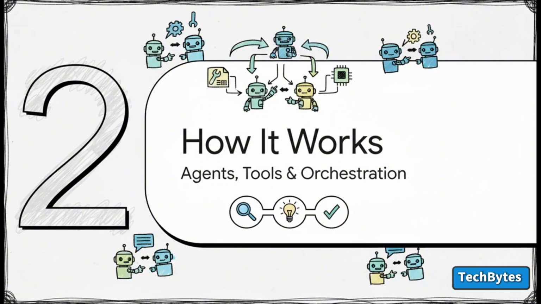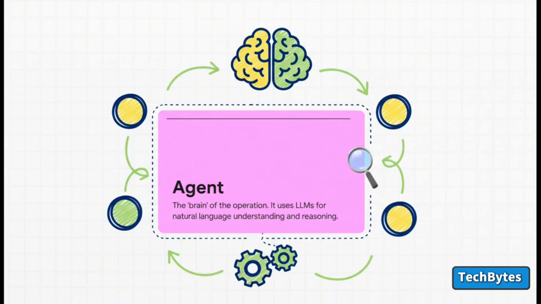All right, so how does this thing actually tick? When you peel back the layers, it all comes down to three key ideas that work together: the agents, the tools they use, and something called orchestration that makes them all play nice. First up, you've got the agent. Just think of this as the brain of the whole operation. It's the piece of the puzzle that uses a big language model, like Gemini, to think and reason through a problem. You give it a goal, and it uses its LLM brain to figure out the steps to get there.